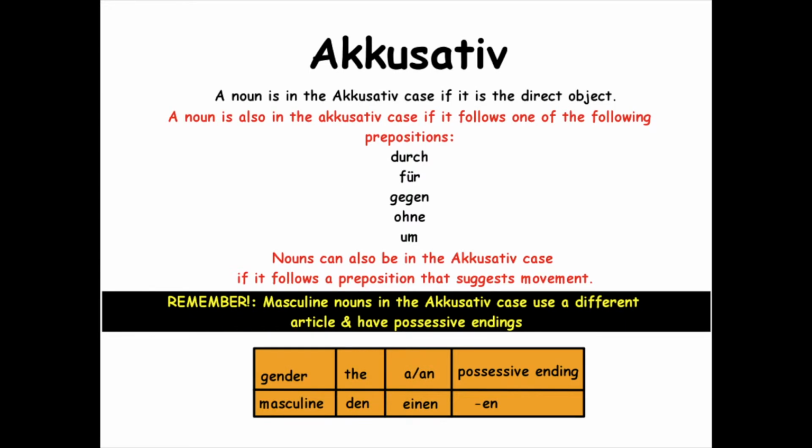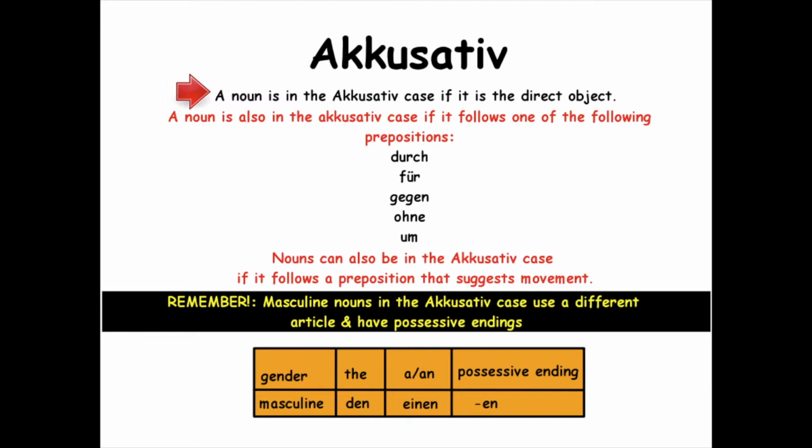Hello! Today we're going to go over dative and accusative case. I will be saying dative and accusative because this is going to be a lesson in English about German, so I don't want to have to go back and forth too much. Now, when a noun is in the accusative case, it is more or less saying that that noun is the direct object of the sentence.